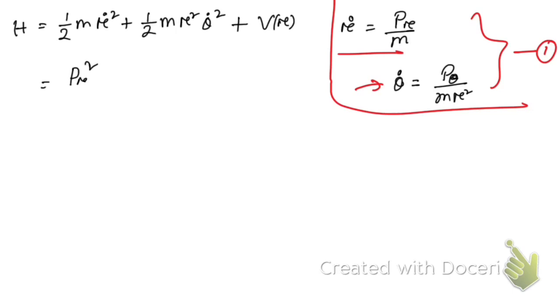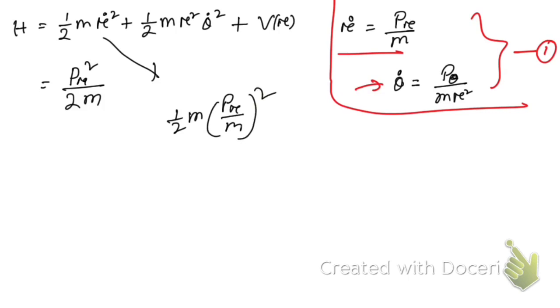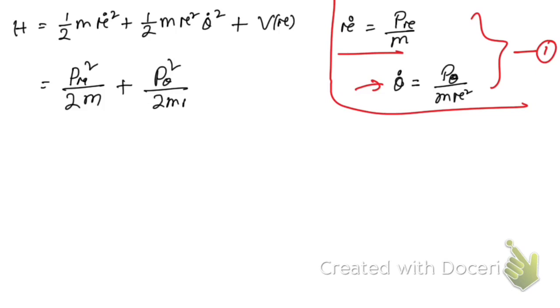PR square by twice M, because here you see, if you put here this value, right, half M R dot square, R dot is PR by M, so R dot square is PR by M square. So in this case, what will happen, PR square by M square, this M cancels M, so we're gonna get this result, right? So hope you have understood this. Similarly, we have used this result here, and using that, after simplification, we're gonna have P theta square by 2mr square plus VR. That's what we're gonna have.